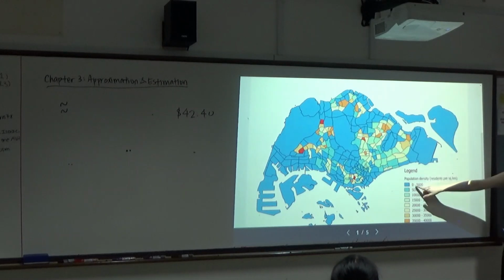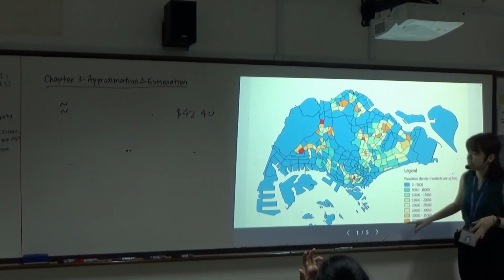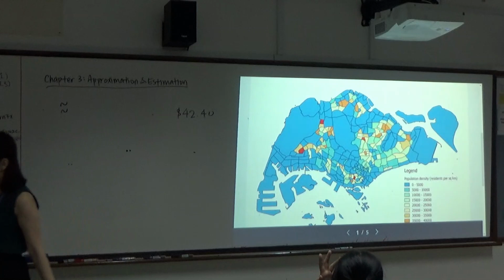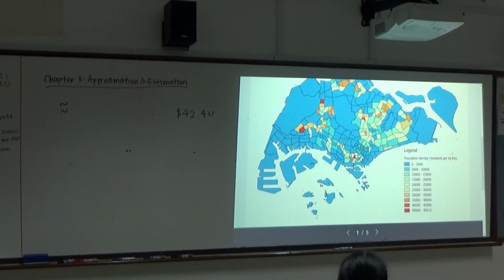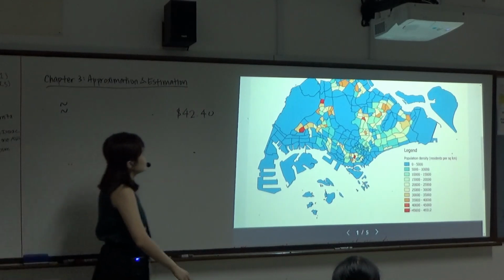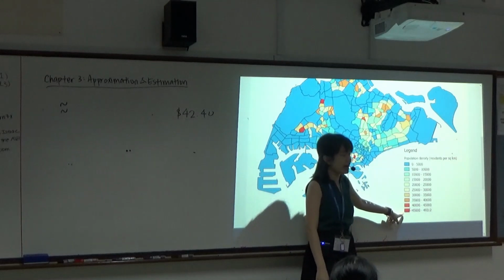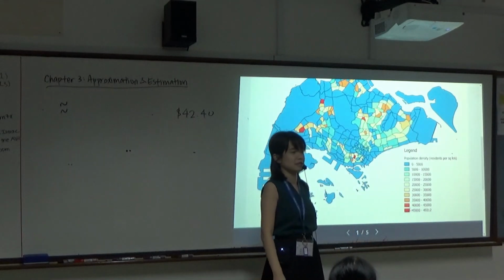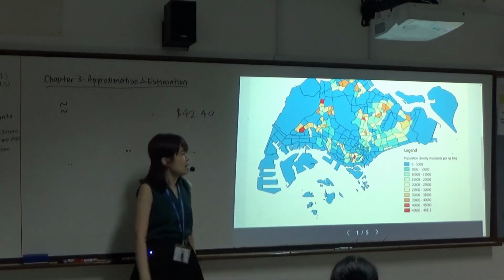The blue ones have 0 to 5,000 residents per square kilometer. So for every 1 square kilometer, there are about 0 to 5,000 people around the area. Then as the color gets different, let me just scroll down a little bit. As it gets darker, see that in these small parts of Singapore, the population density is very high. We have about 45,000 per square kilometer. 1 square kilometer, how long would that be?